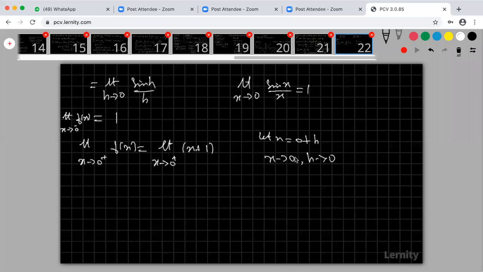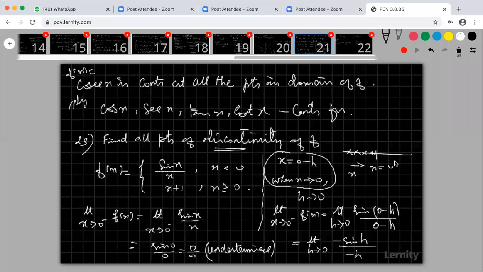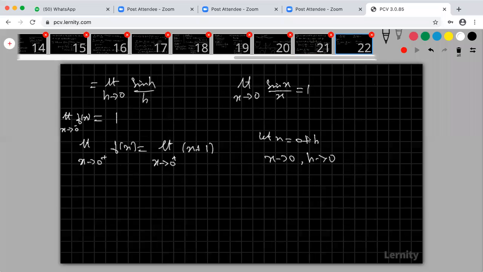Please try to understand why I am taking 0 plus h and why I am taking 0 minus h. When you take the left hand side limit, my x values lie below 0. Below 0 means it is represented as 0 minus some h, where h is very small. Your x does not cross 0, it only goes closely to 0. So for the left hand limit, take x equal to 0 minus h, and when x tends to 0, h tends to 0. For the right hand limit, take x equal to 0 plus h.